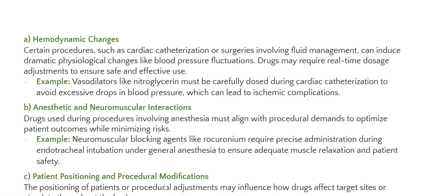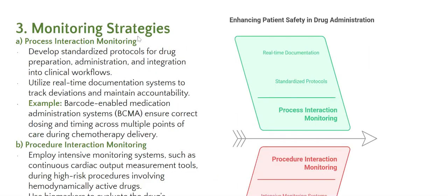Patient positioning and procedural modifications. The positioning of patients or procedural adjustments may influence how drugs affect target sites or circulate throughout the body. Example, intrathecal injections for spinal anesthesia require precise positioning to ensure correct drug dispersion and minimize adverse effects such as hypotension.